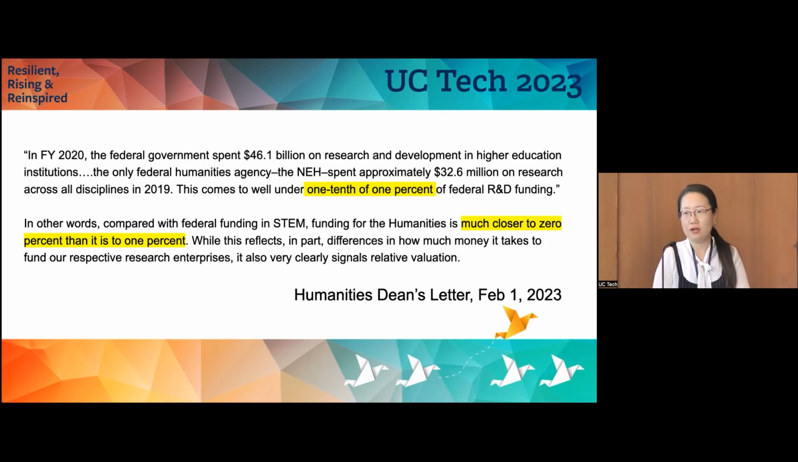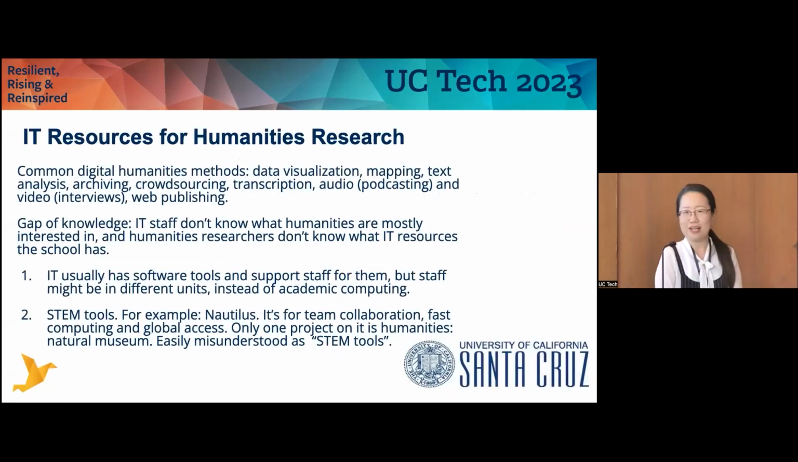That's why we need to look inward. We look at our own UC Tech resources. Actually, we have very rich technical resources for all research. It's just that in the past, they were mostly used by STEM fields, but that doesn't mean they were built only for STEM fields. So that's why Jeffrey and I are here to advocate the use of UC Tech resources for humanities fields.